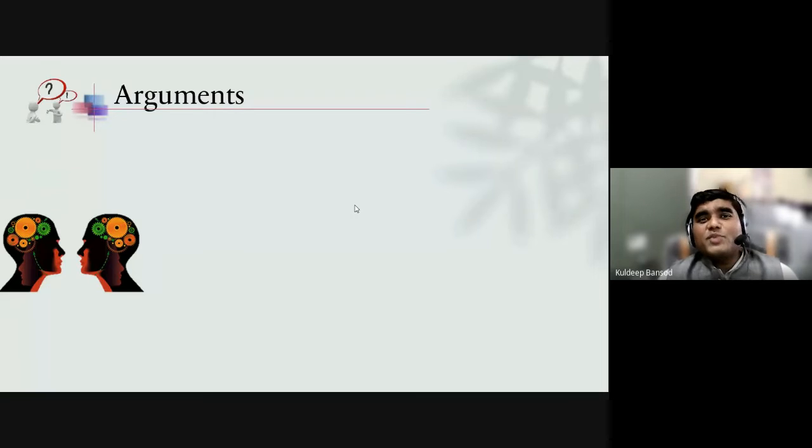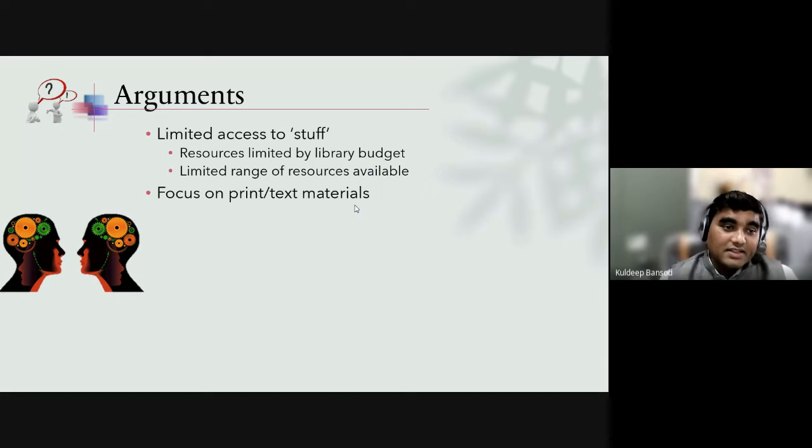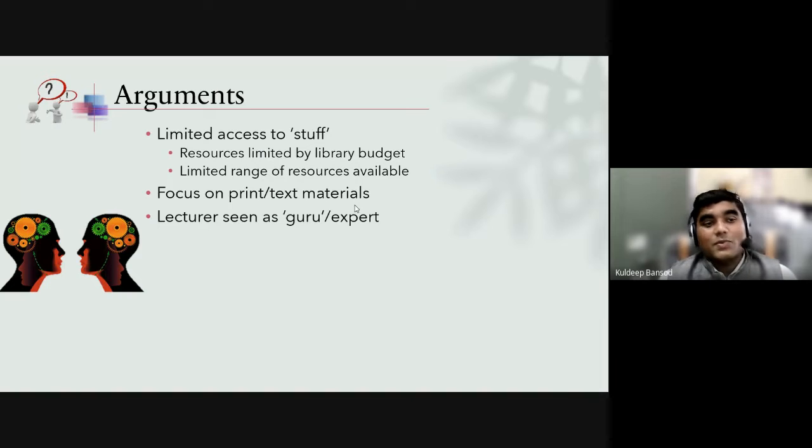There are any number of arguments from the teachers and the staff that the material provided by the institution is limited. It may be because the resources are limited by the library budget or the limited range of resources available to them. Another argument is that they focus on print and text material. It is always said that reading on computers is very difficult, but you can put the blue light filter on or decrease the brightness of the screen and go for the reading. But it is always argued that print or text material is easier to understand, easier to learn, and easier to read also.